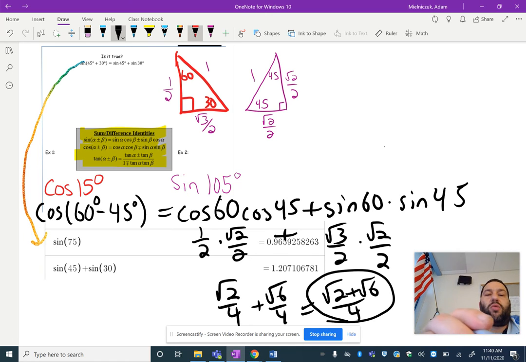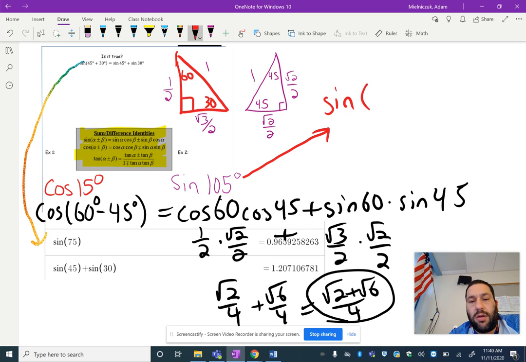All right, let's try one more. We have the sine of 105. So how can I rewrite the sine of 105? I can say that this is... let me think about this. I am drawing quite the blank right now. You know what? I'll tell you what. We're going to do this in the next video.